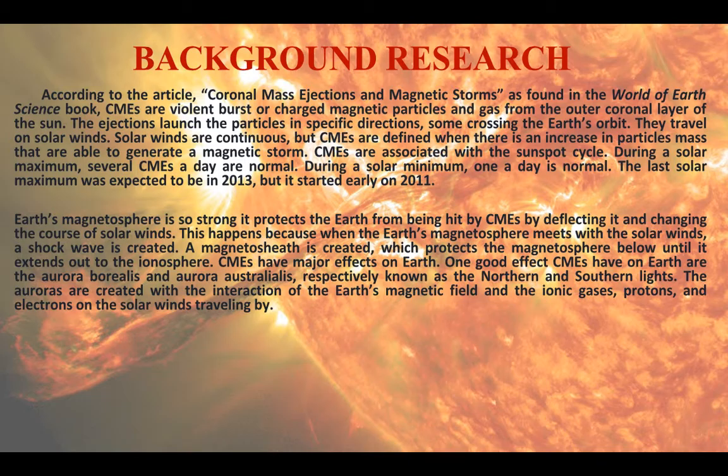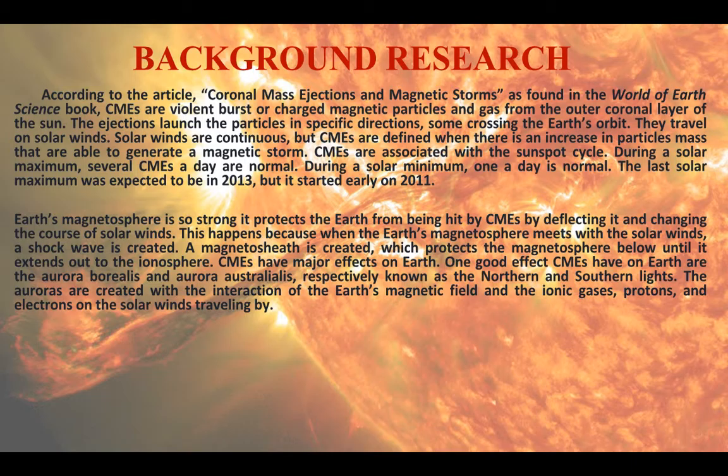This is my background research. According to the article, Coronal Mass Ejections and Magnetic Storms, as found in the World of Earth Science book, CMEs are violent bursts of charged magnetic particles in gas from the outer coronal layer of the Sun. The ejections launch the particles in specific directions, some crossing the Earth's orbit. They travel on solar winds.